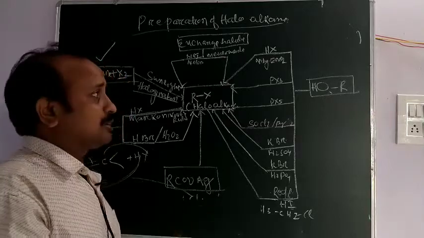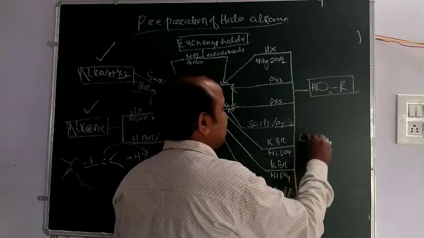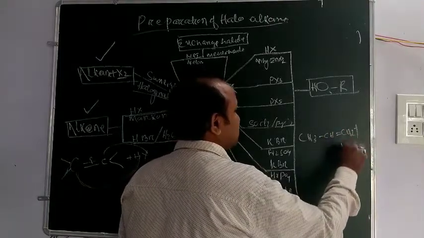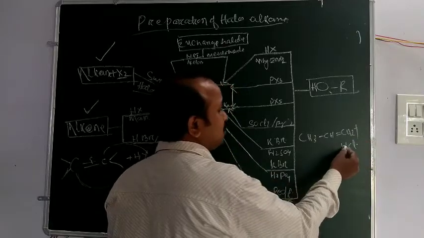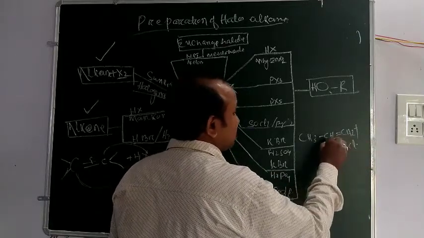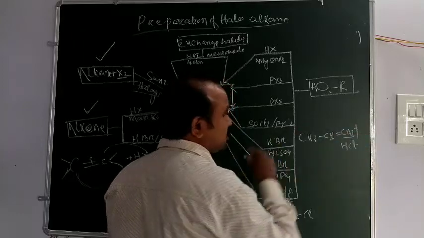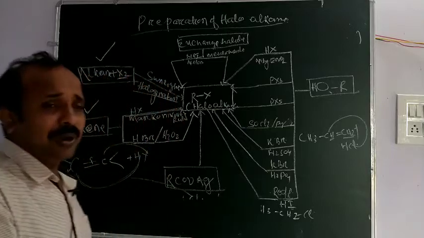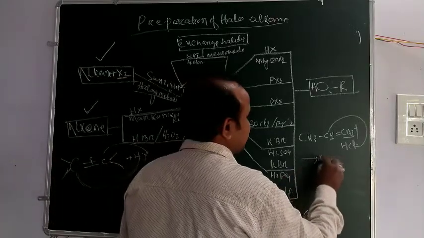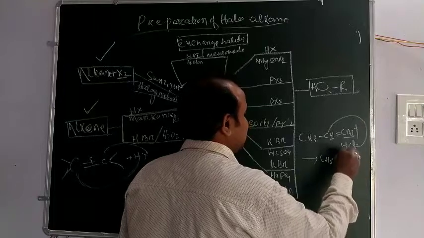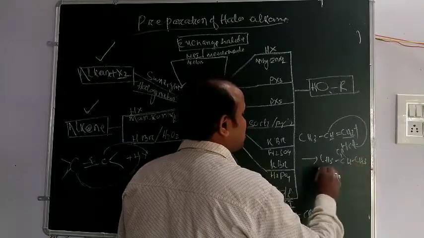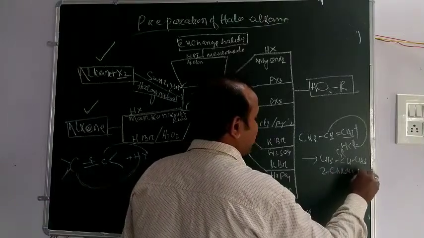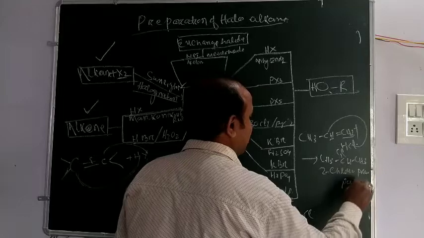less number of hydrogens. Suppose CH3CH=CH2 reacts with HCl, then what will form? Here there are 2 hydrogen atoms, here is 1 hydrogen atom. So halogen goes to the carbon which contains fewer hydrogens. So CH3CHClCH3, meaning 2-chloropropane.